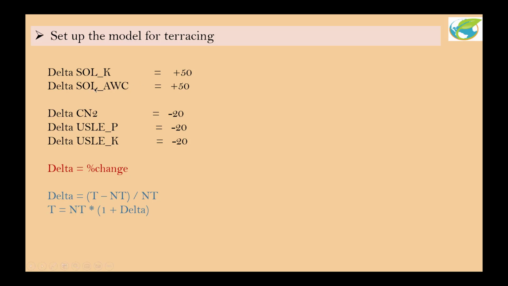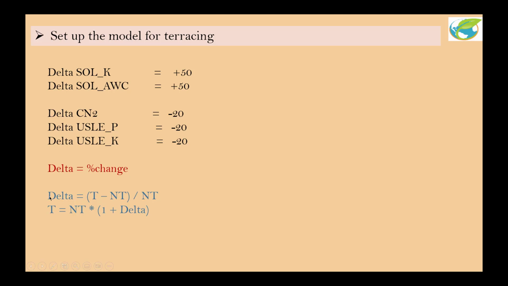The percent change in soil water storage capacity is about 50%. And the percent change in CN2 is about minus 20%. That means it decreases by 20%. USLEP decreases by 20%, and USLEK also decreases by 20%. So once I have these values, I can change the parameters. This is where the values are from.